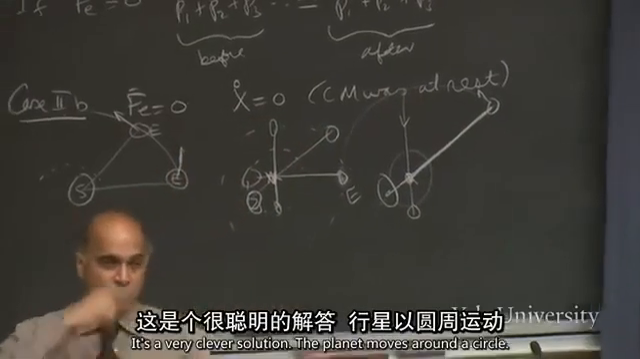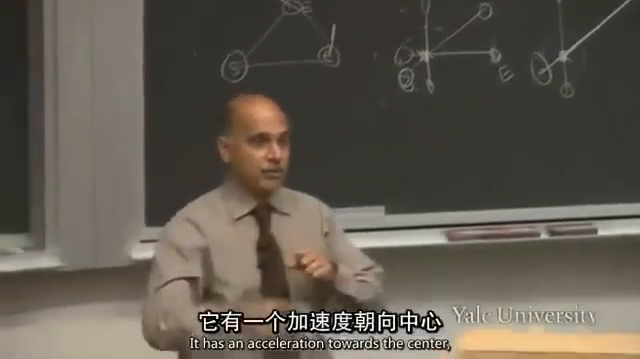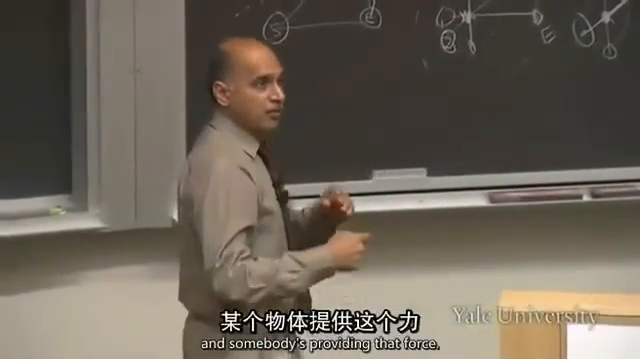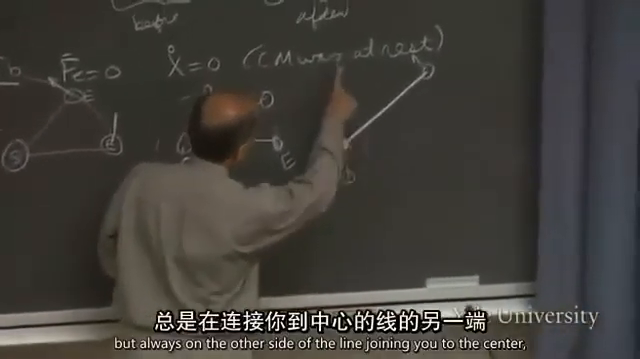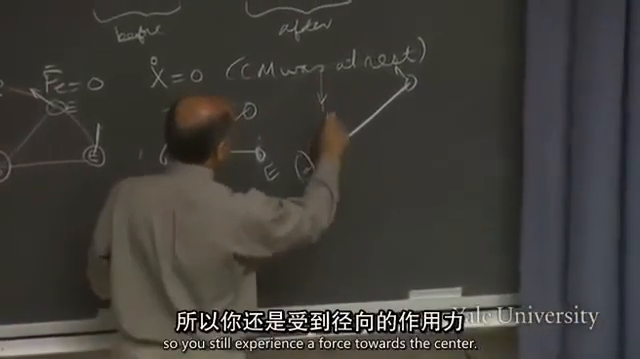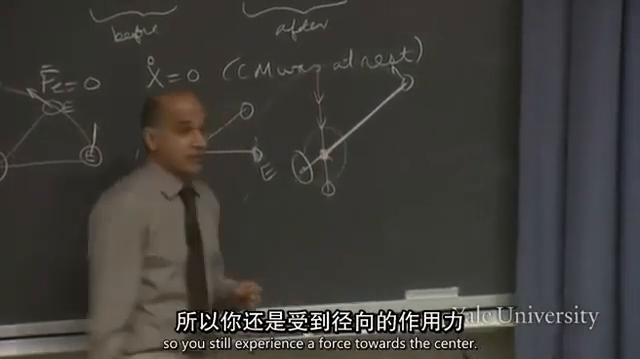A planet moves around a circle. It has an acceleration towards the center. And somebody is providing that force, but that somebody is not at the center, but always on the other side of the line joining you to the center, so you still experience the force towards the center.